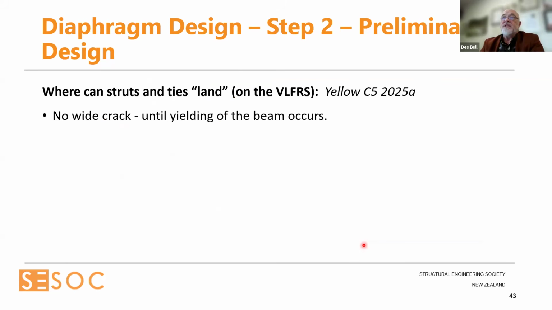This is what the yellow C5 says. When you have no yielding, you don't have a wide crack. In other words, you can put struts across the floor into the corner column when you don't have a yielding frame.